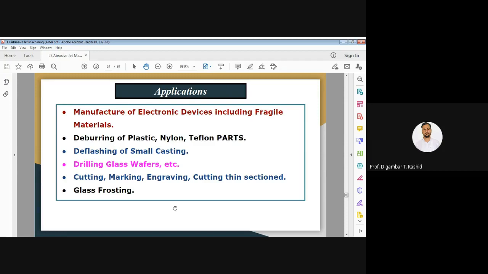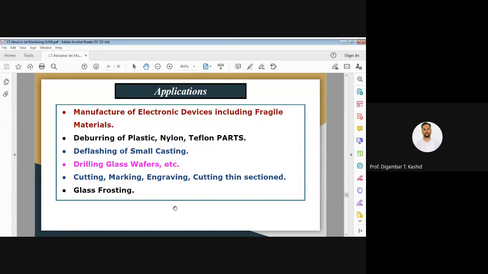Again, for cutting, marking, engraving, and cutting thin sections, we can also use this abrasive jet machining. So these are the other applications. Whatever I have shown here are the widely used applications of our abrasive jet machining process.